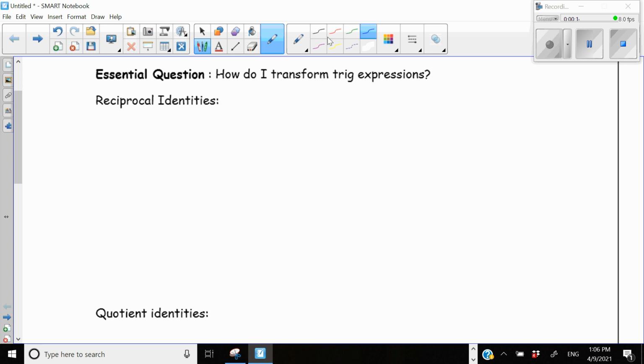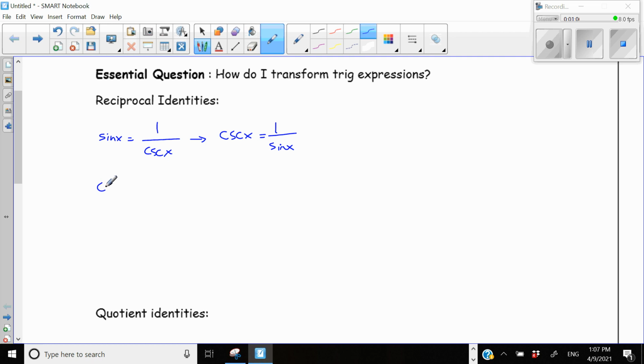We have learned before that we have three basic trig functions, called sine of x, cosine, and tangent of x. They have reciprocal functions. For example, if I have sine of x, the reciprocal of sine of x is called cosecant of x. Because this is the reciprocal of sine, I can write sine of x is equal to 1 over cosecant of x. I can also rewrite this in a different form, cosecant of x equal to 1 over sine of x. Just switch sine and cosecant by cross multiplying, so this is what we have. So these are some reciprocal identities.